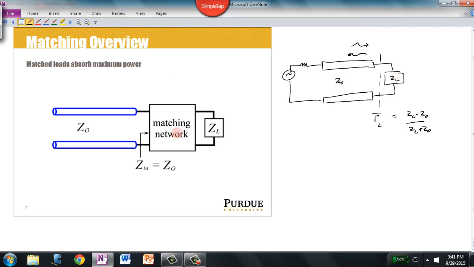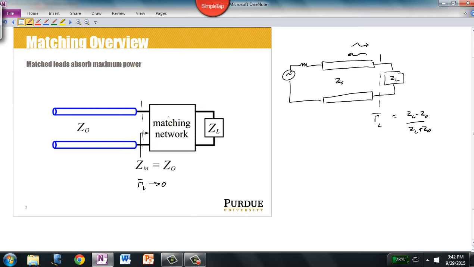Our task in building a matching network is that we want to put some sort of passive network in front of the load, such that the input impedance of that passive network in series with the load is equal to the characteristic impedance of the transmission line. And what this does is it causes the reflection coefficient to go to 0. It eliminates that voltage and current reflection at this impedance boundary.